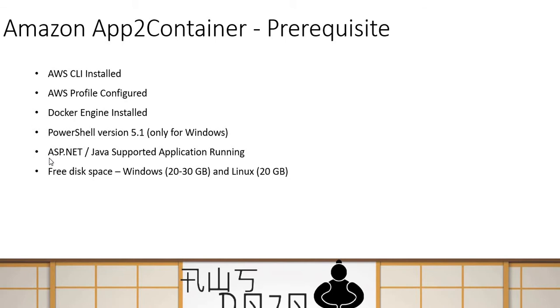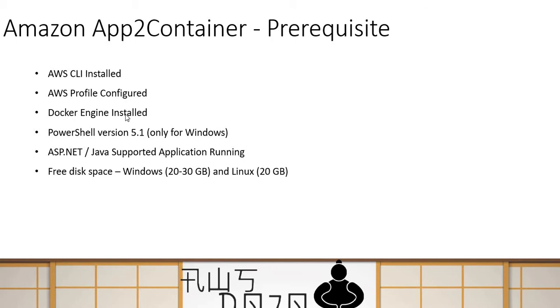But other than that, a few more things have to be installed on that application server before you can containerize the application running on that server. First and foremost, you should have AWS CLI installed, and then you should have an AWS profile configured. So you should have an AWS account, a user account. You will generate your access ID and secret key for that user account, and you will use them to create the profile on that application server machine.